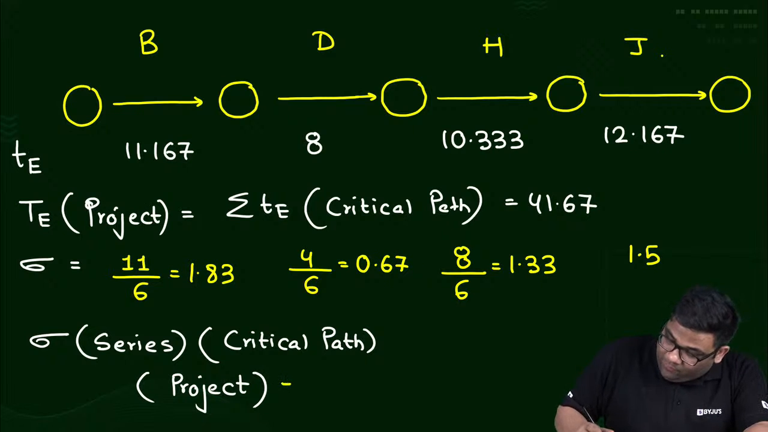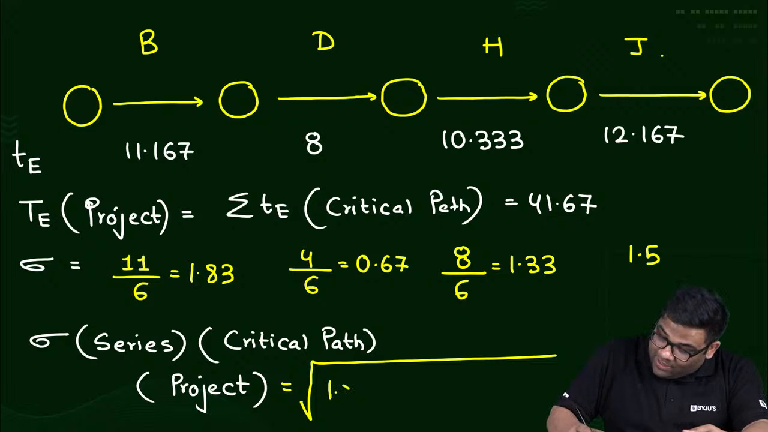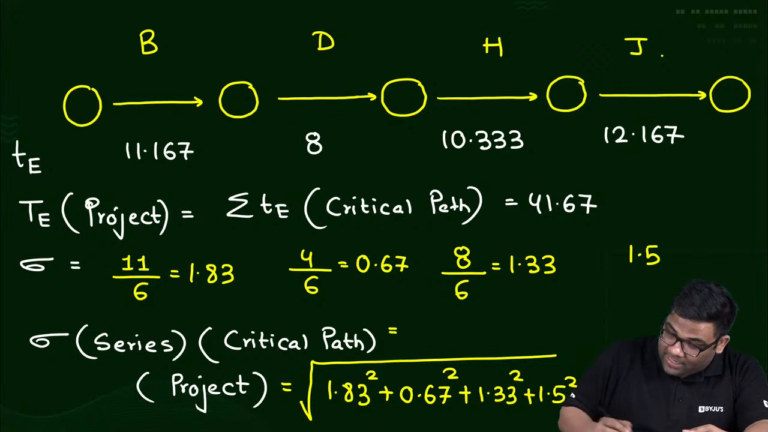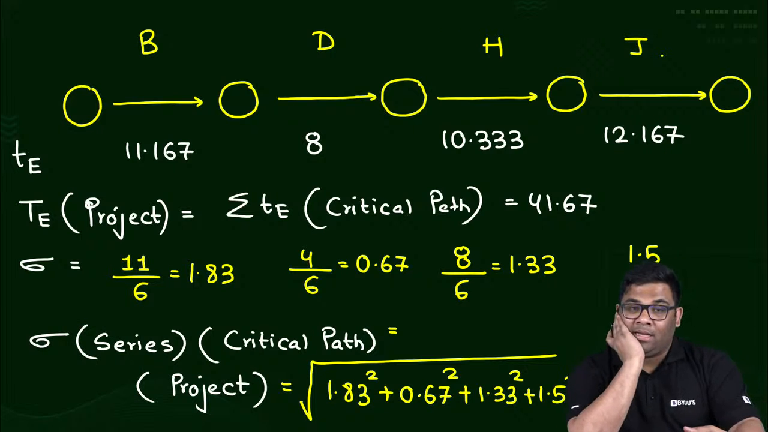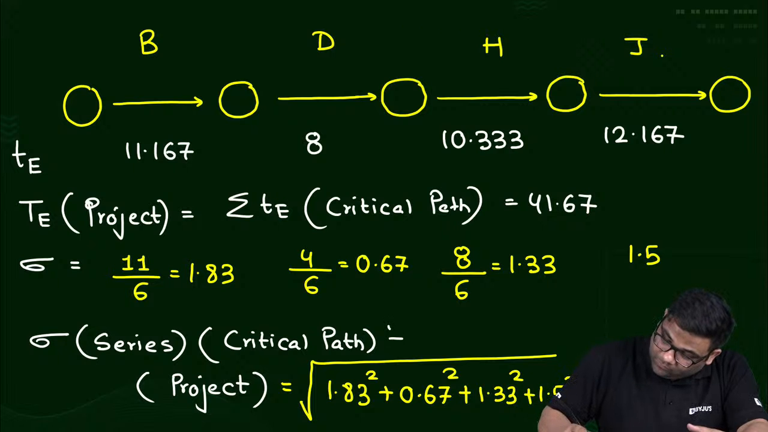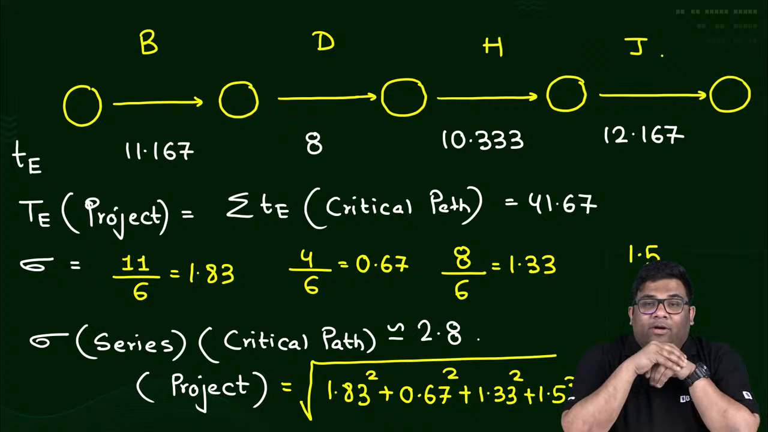So now for the critical path, if you want to find the deviation, what will you do? You will find the variances, add them and take the square root. So 1.83 square plus 0.67 square plus 1.33 square plus 1.5 square. How much are you getting? Tell me, come on. Almost 2.8, round figure 2.8, right?